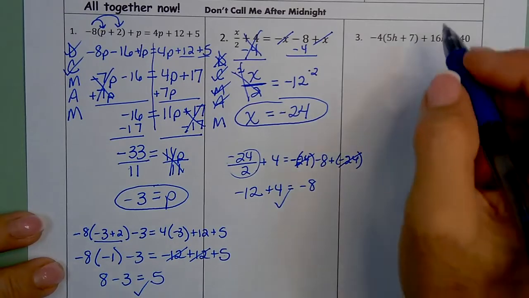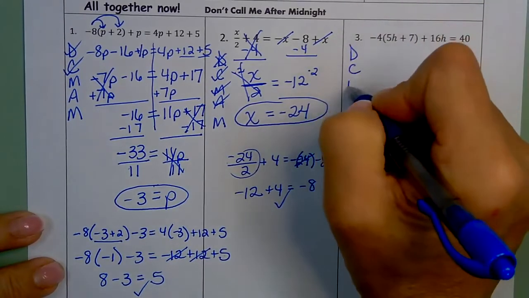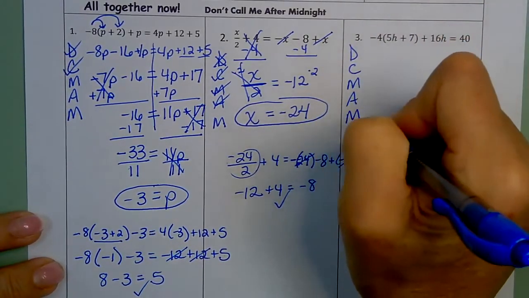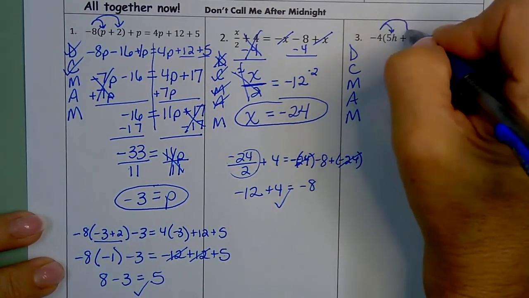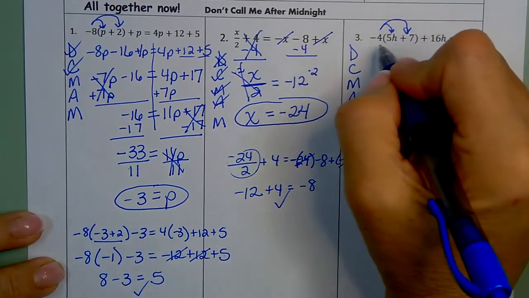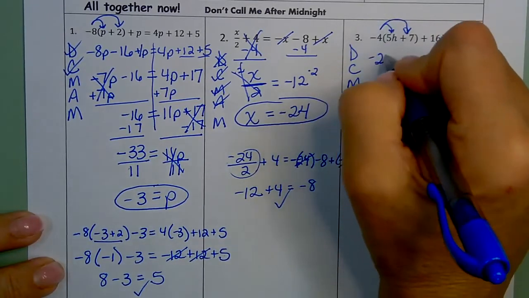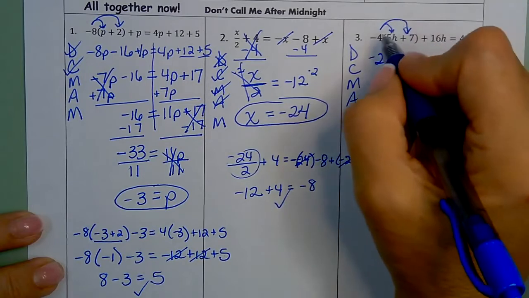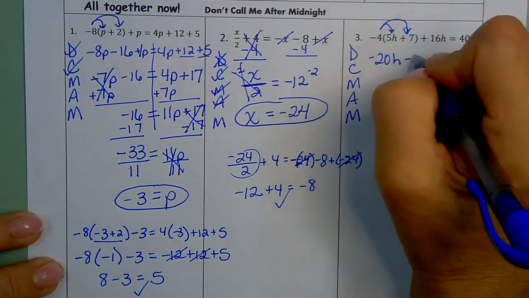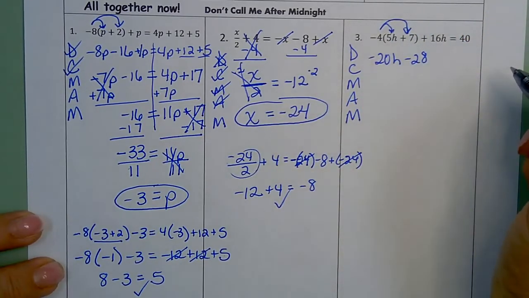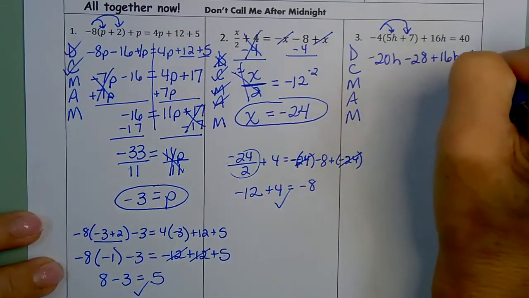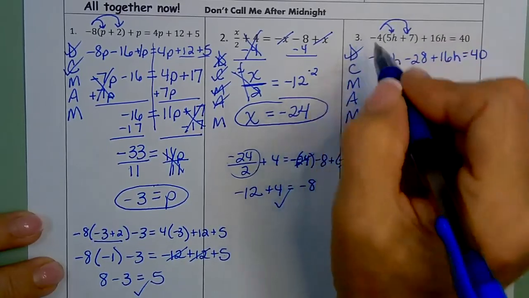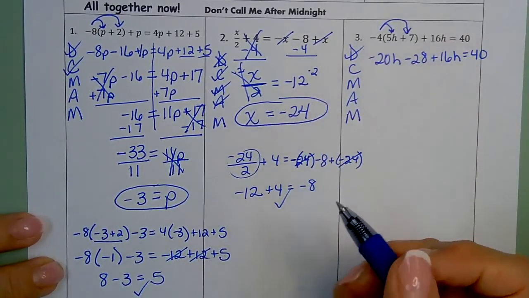All right, last one. Distribute. I do see right here. -4 times 5h is -20h. -4 times 7 is -28. Plus 16h equals 40. All right, so we've done the one step, distribute.